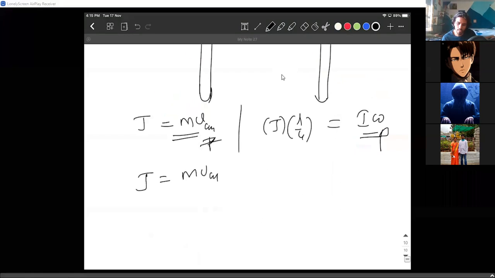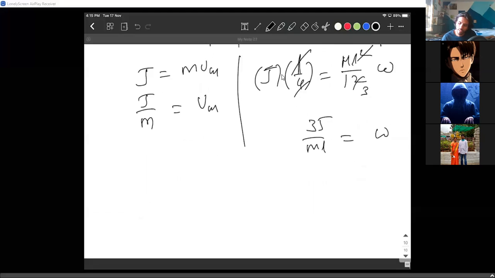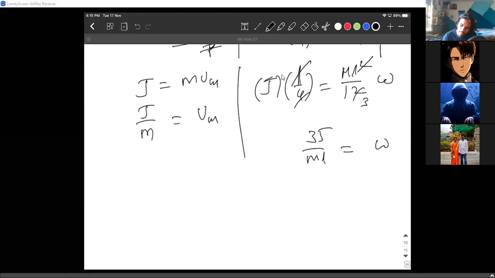J equals M V CM, so V CM equals J by M. And from this, J into L by 4 equals ML square by 12 into omega. L cancels with 4, giving 3. Omega equals 3J by ML. So for this problem, guys, the center of mass is traveling with J by M, and the rod is rotating with 3J by ML.